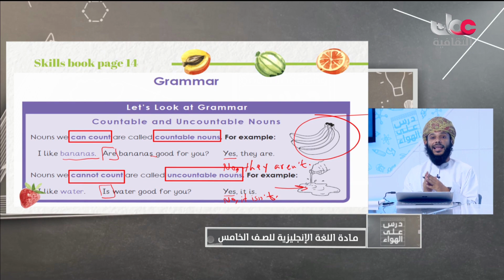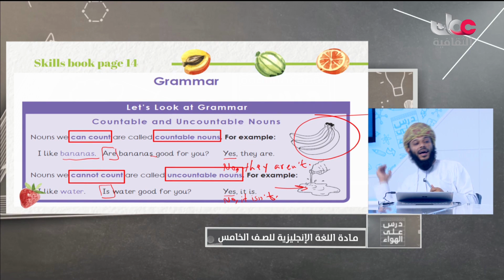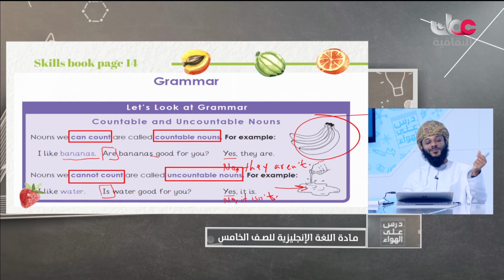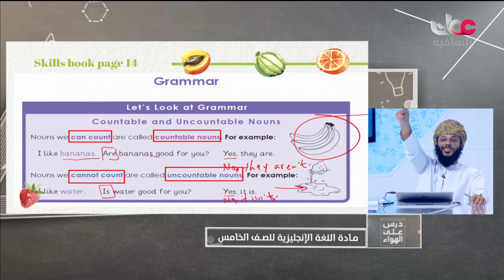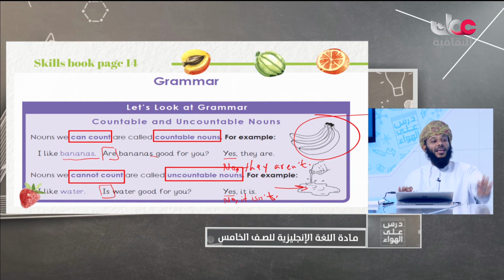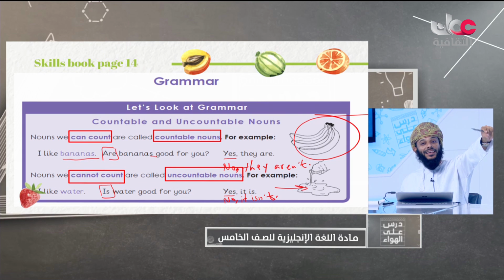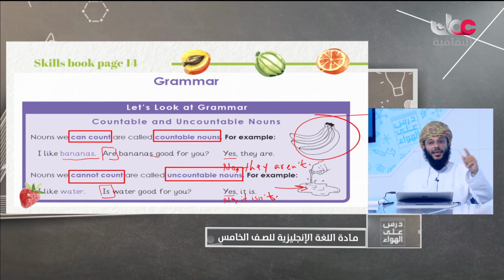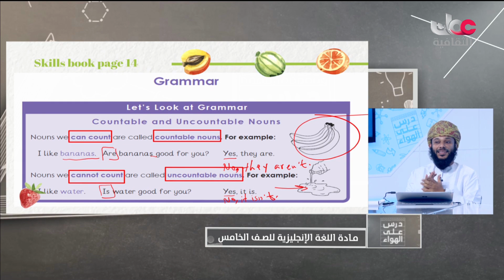Now, what about the uncountable nouns? Yalla, can you name some uncountable nouns? Yes, Layan. Salt. Thank you. We cannot count salt. Excellent, Layan. Yes, Younes. Sugar. Well done, Younes, bless you. Then Bayan. Oil. Excellent, Bayan. And the last one, Idris. Chocolate. We cannot count chocolate. Thank you very much.